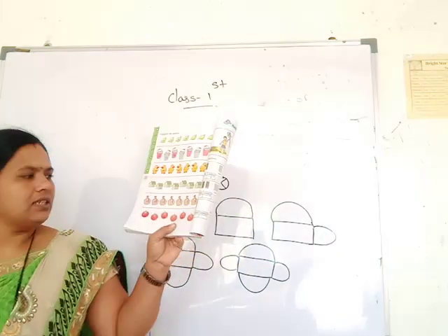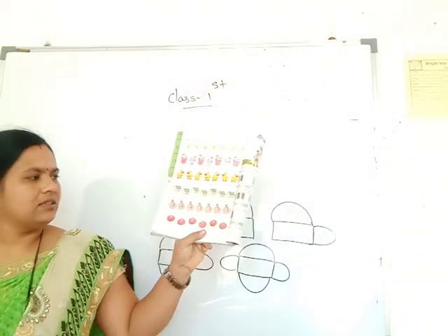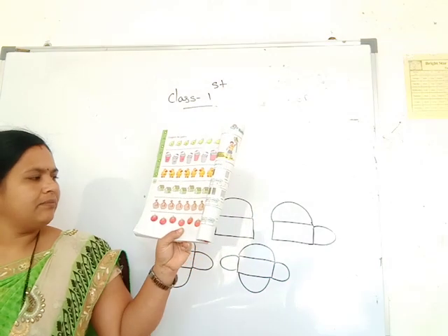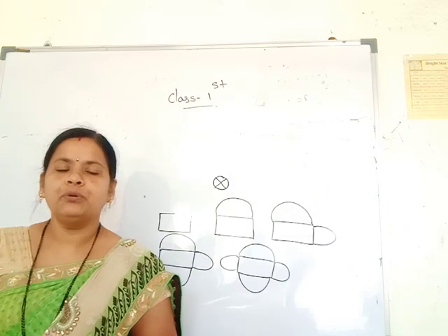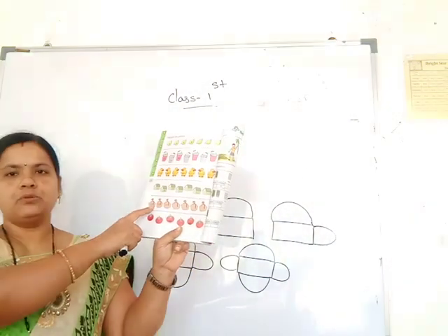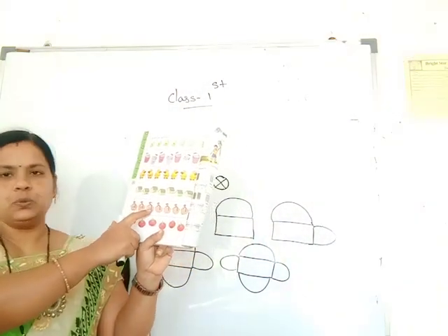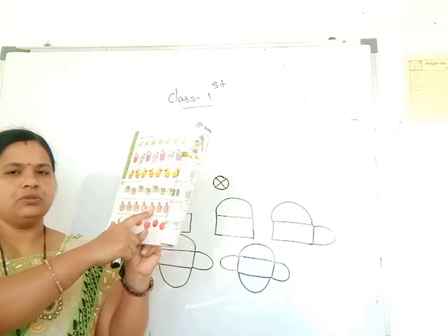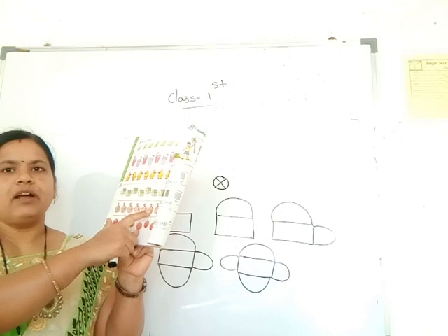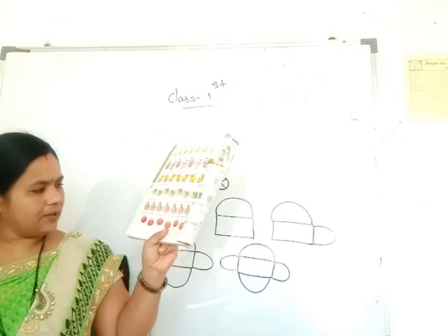Then next one, see here sacks. Numbers given are 15, 13, 11, means less by 2 each time. 15 minus 2, 13. 13 minus 2, 11. 11 minus 2, 9. 9 minus 2, 7. 7 minus 2, 5. 5 minus 2, 3.